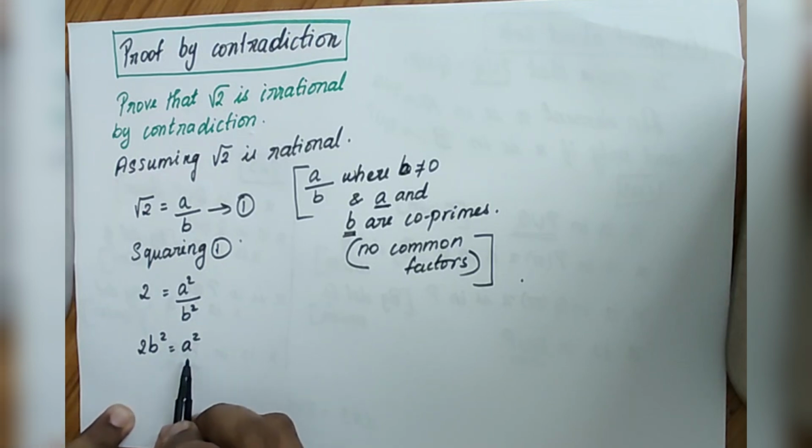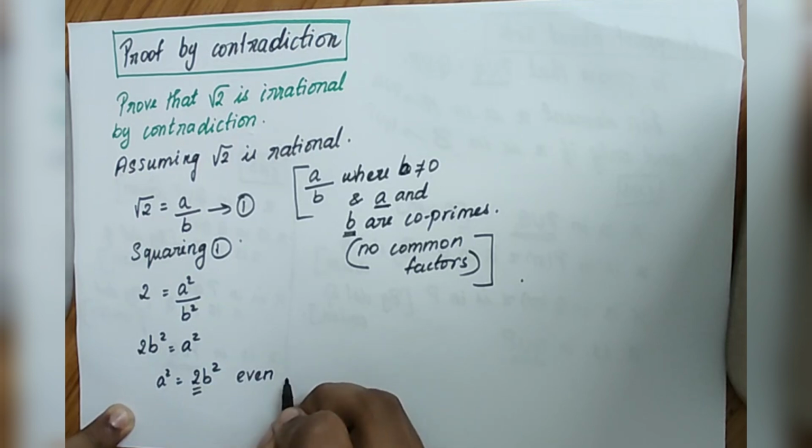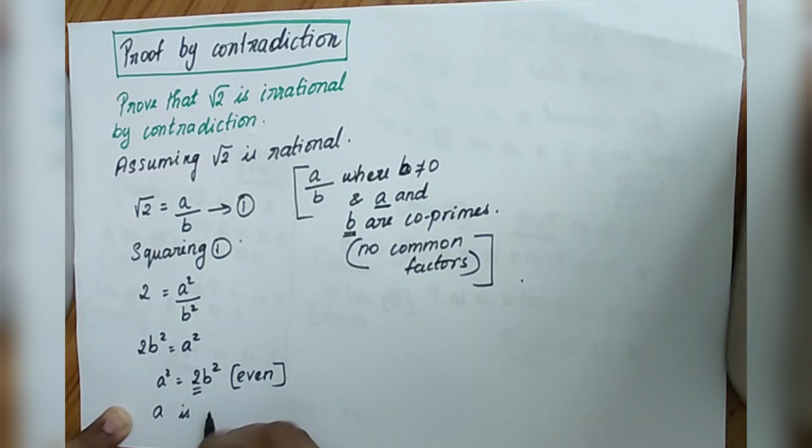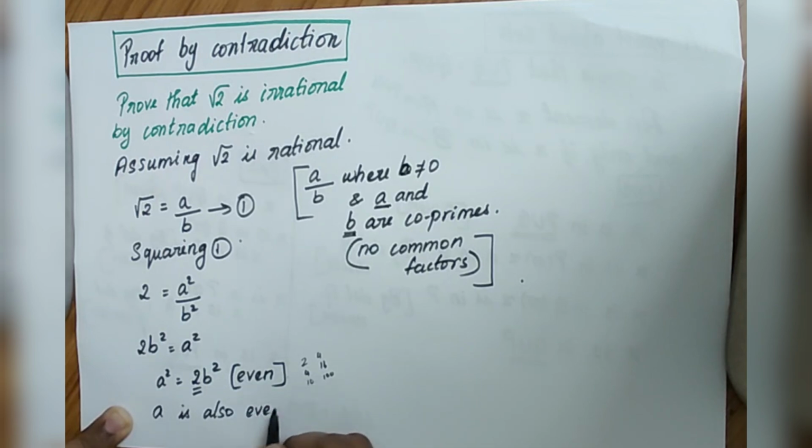Now what is A squared? A squared is 2B squared, which is an even number. So A squared is even. If A squared is even, A is also even, right? If I take 2, 4 is also even. If I take 4, 16 is also even. If I take 10, 100 is also even. So squares of even numbers are even. Alright, so A is also even. So this is done.